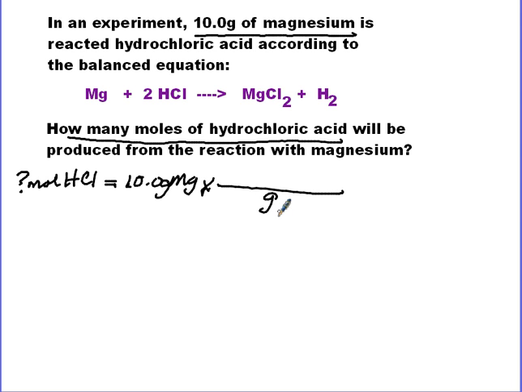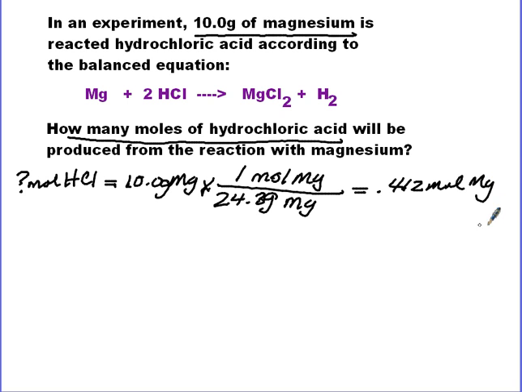On the bottom, I'm going to put grams of magnesium. And on the top, I'll put a mole of magnesium. For the grams of magnesium, I get this from the periodic table, 24.3. And for moles, I'm going to use 1, not because it's 1 here, but because 1 mole is equal to 24.3 grams of magnesium. Doing this on my calculator, I see that this is 0.412 moles of magnesium.